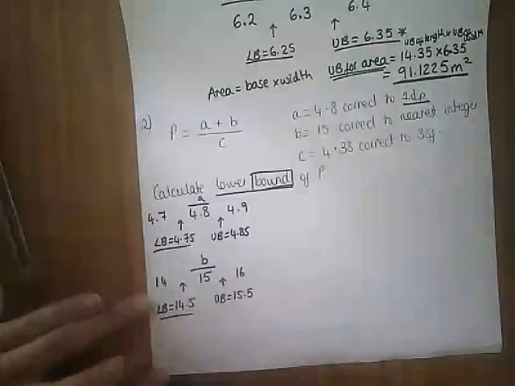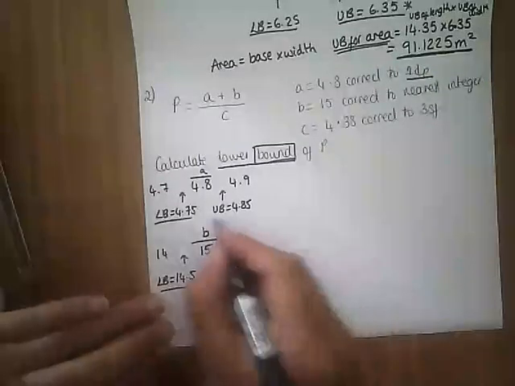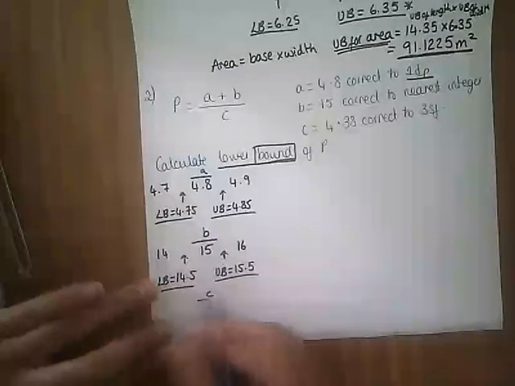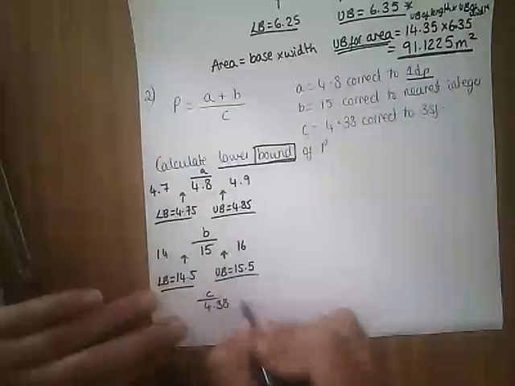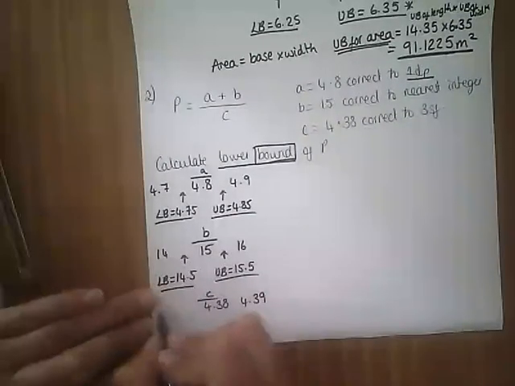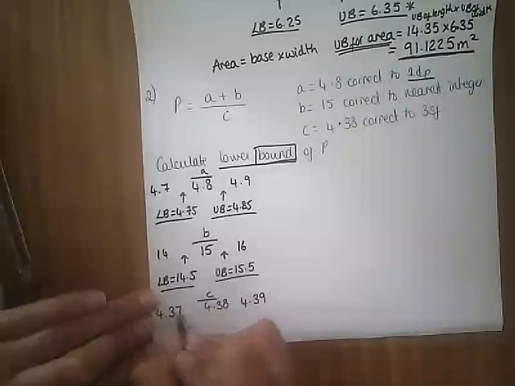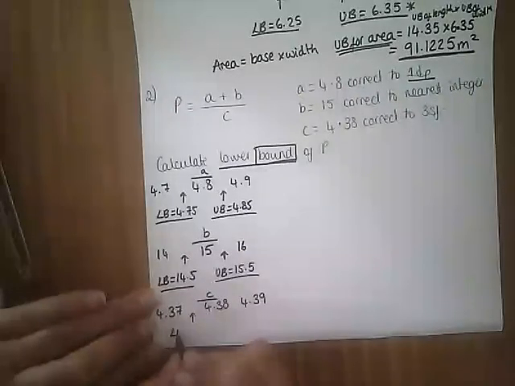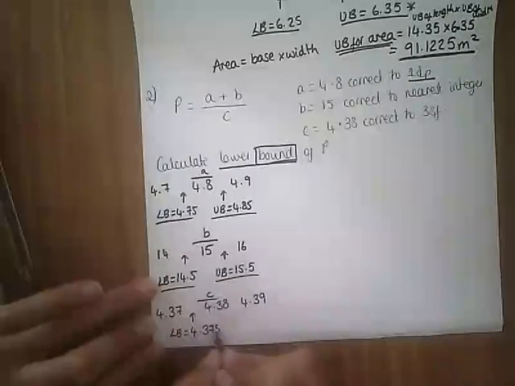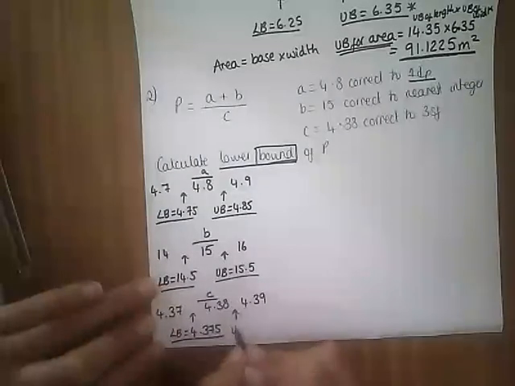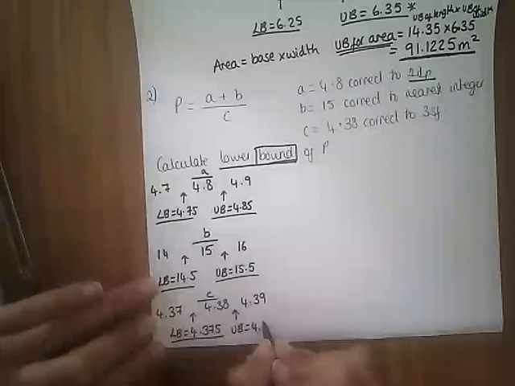15.5. Then we go to C. We've got 4.38 to 3 sig fig, so we need to go one higher to 3 sig fig and one lower. Then halfway between, so our lower bound is going to be 4.375 and our upper bound is going to be 4.385.